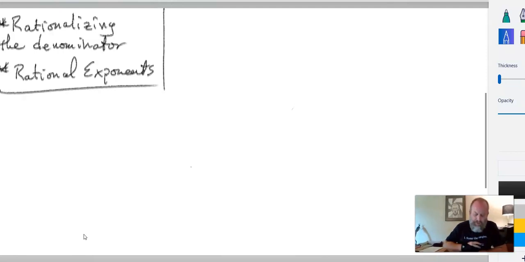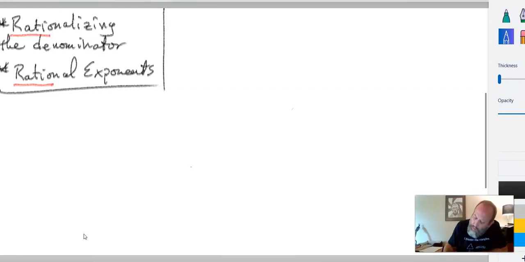So let's take a look. Let's go ahead and start with rationalizing the denominator. Now, when we talk about rationalizing in math, it really does mean something different than it does in English. Usually, in English, rationalizing means that you're trying to make things make sense. But in math, it has to do with looking at a ratio. If you look at the word rational, there's the word ratio in there. And so rational numbers are numbers that can be expressed as a ratio of whole numbers.